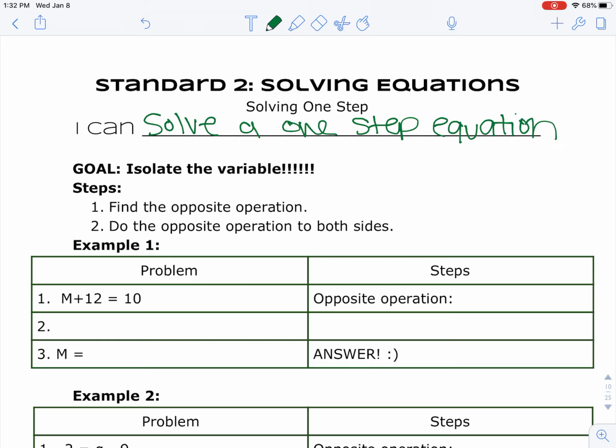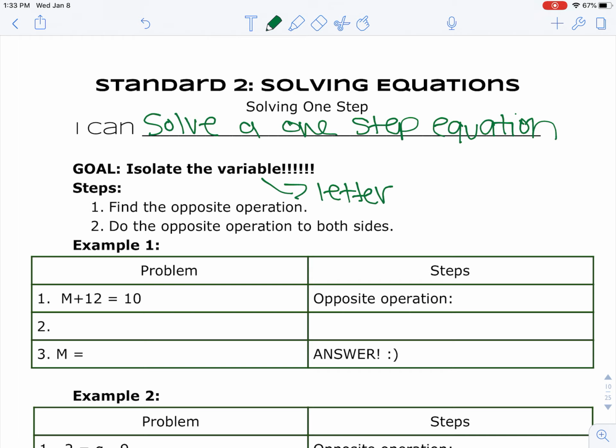The goal with this is to isolate your variable. Remember, variable is just the math way of saying letter. We're trying to get our letter all by itself. In order to do that, you have to think about the opposite operation, okay? So remember, the opposite of addition would be subtraction. The opposite of subtraction would be addition. The opposite of multiplication would be division, and if they gave you division, the opposite of that would be multiplication.